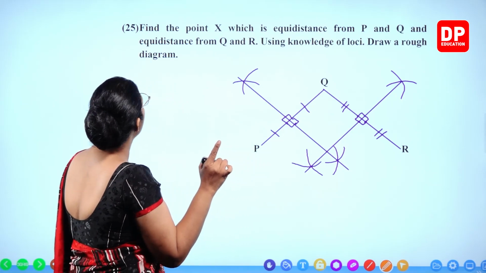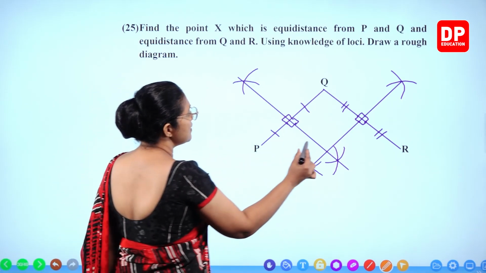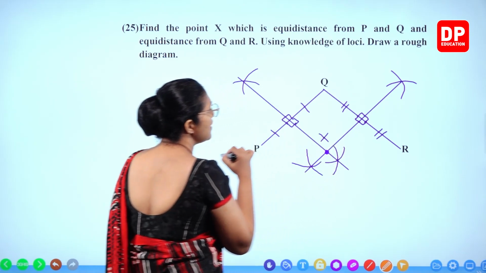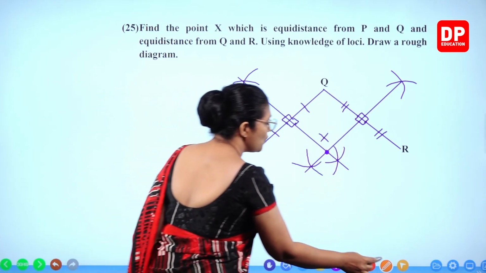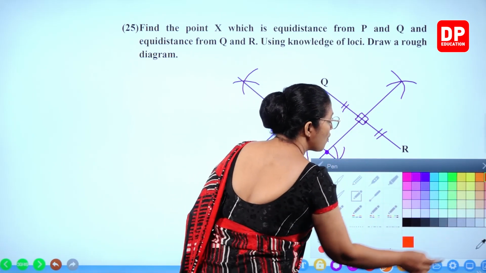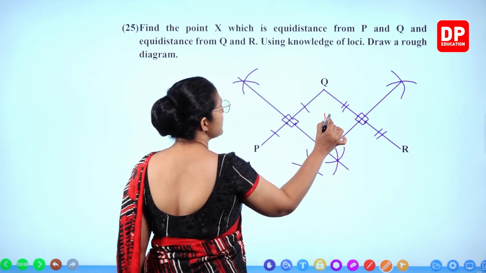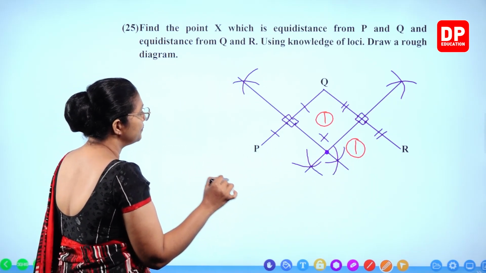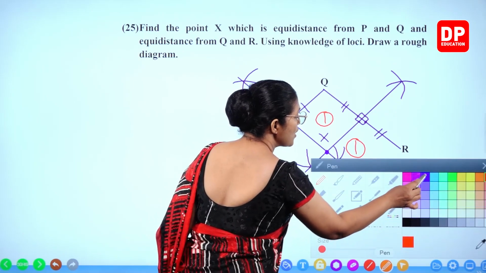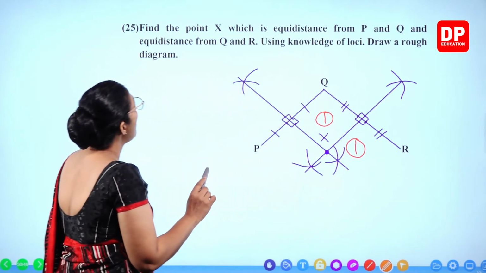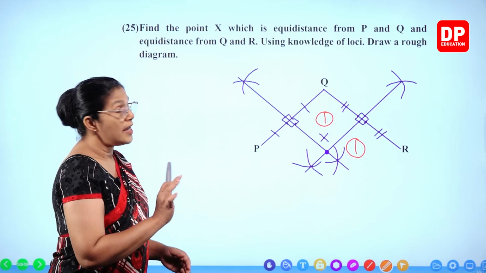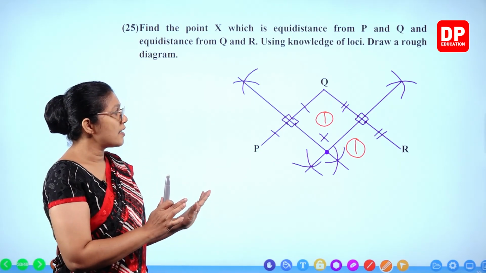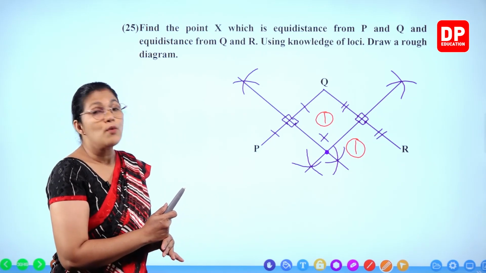Then it says X point is the intersecting point of these two bisectors. So the X is here. So you get 2 marks. 1 mark for showing the perpendicular bisectors and 1 mark for marking point X. So this is the last question in part A. Each question is worth 2 marks and you need to complete this part A within 1 hour.